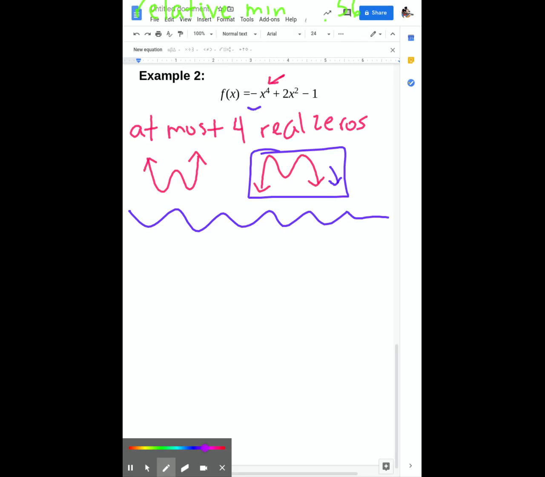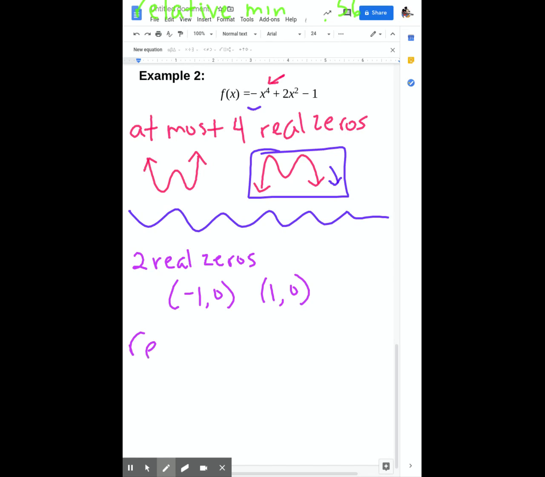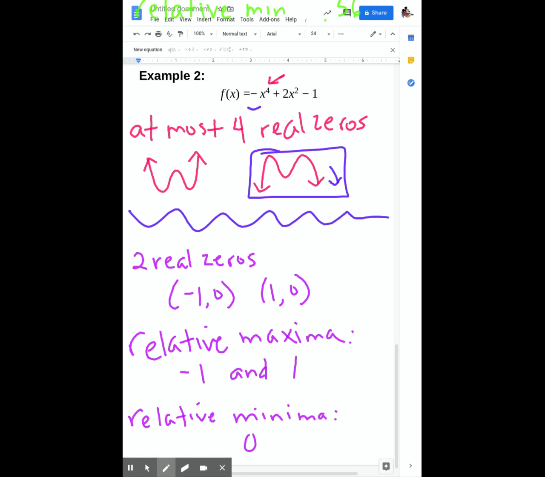Okay, I found 2 zeros. So my 2 real zeros were located at -1, 0 and at 1, 0. My relative max, well, there were 2, and they happen to be exactly where my zeros were. So my 2 relative maxima were at -1 and +1. And my relative min was right in between those two at x equals 0. So there you go. Hopefully you can read my handwriting.